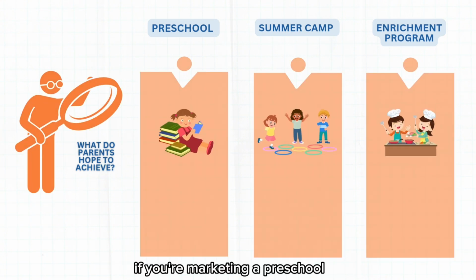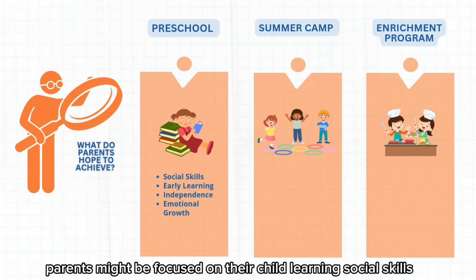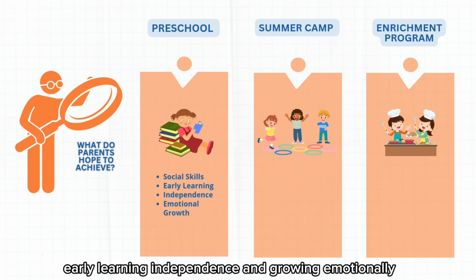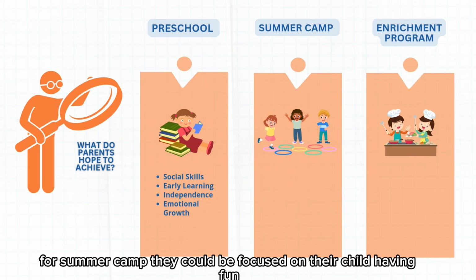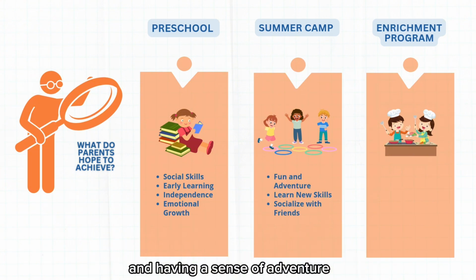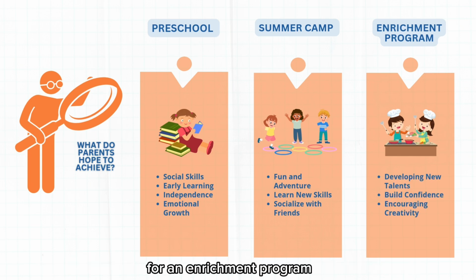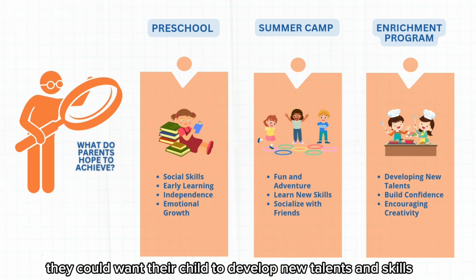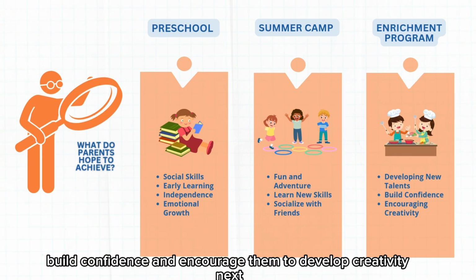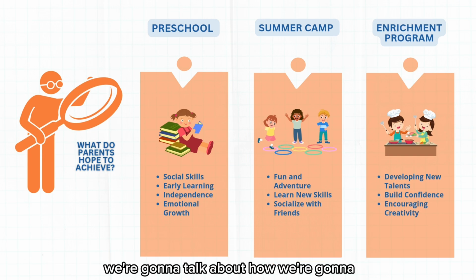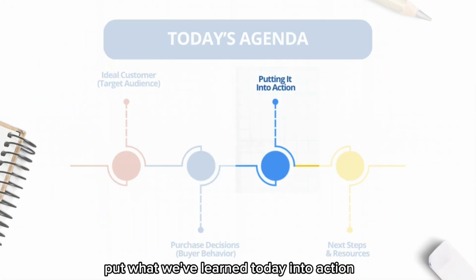If you're marketing a preschool, parents might be focused on their child learning social skills, early learning, independence, and growing emotionally. For a summer camp, they could be focused on their child having fun and having a sense of adventure, learning new skills, and socializing with existing or new friends. For an enrichment program, they could want their child to develop new talents and skills, build confidence, and encourage them to develop creativity.